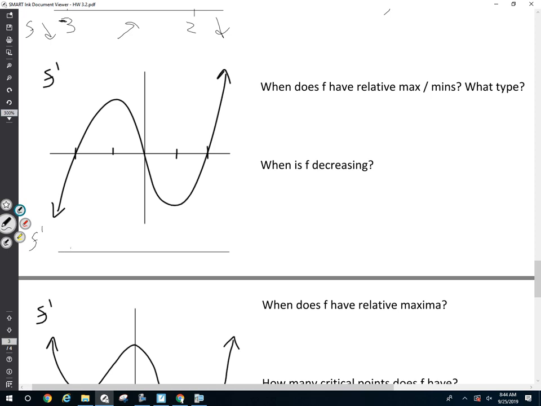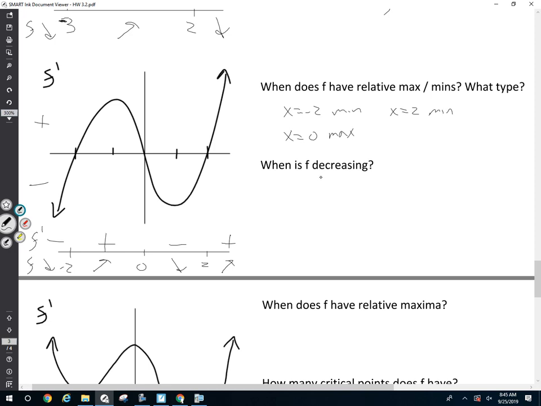F prime is negative until -2. It's positive until 0. It's negative until 2, and it's positive after that. That means f is going down, then up, then down, then up. So x equals -2 would be the location of a min. X equals 0, the location of a max. X equals 2, the location of a min.